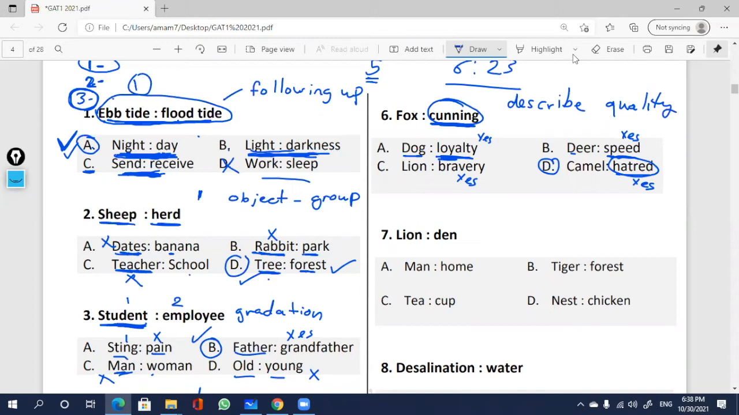Okay, so this is the correct answer. Fatima asked, what does cunning mean? Cunning means makr. Okay, so this is the correct answer. Thank you, Mshari. How about Linden?